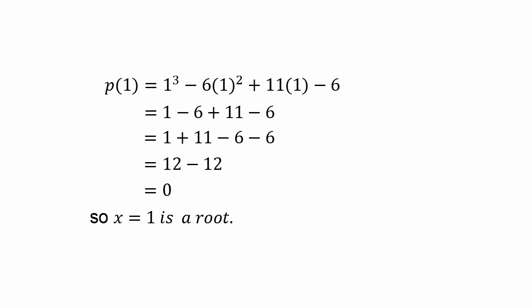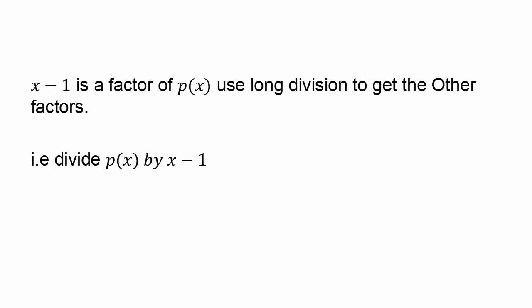P of 1 is equal to 1 plus 11 minus 6 minus 6. P of 1 is equal to 12 minus 12. P of 1 is equal to 0. So x equal to 1 is a root. x minus 1 is a factor of p. Use long division to get the other factors. That is, divide p of x by x minus 1.